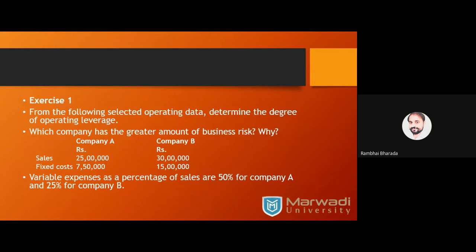Then we discussed this exercise of company A and company B. As I remember, in company A we answered 2.5. In company B, our operating leverage is 3, and as operating leverage is more in company B, company B is more risky as compared to company A.